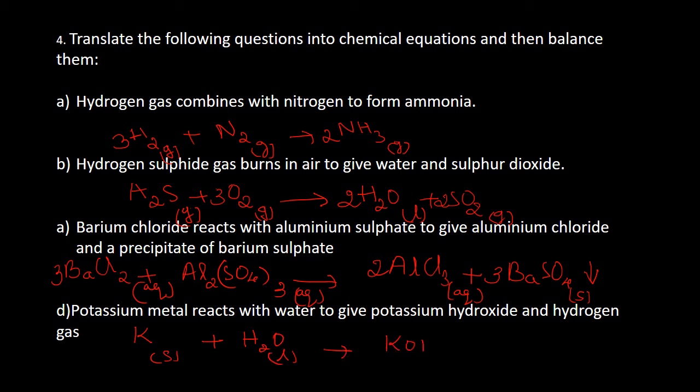Next, potassium metal, which is a solid, reacts with water, which is a liquid, to form potassium hydroxide solution, KOH (aq), plus hydrogen gas. Now let us see how to balance hydrogen. Let us split the water molecule. Only one H is there, make it 2H, then OH becomes 2. So you have to balance it also. Now it is a balanced chemical equation. Let us go to the next slide.